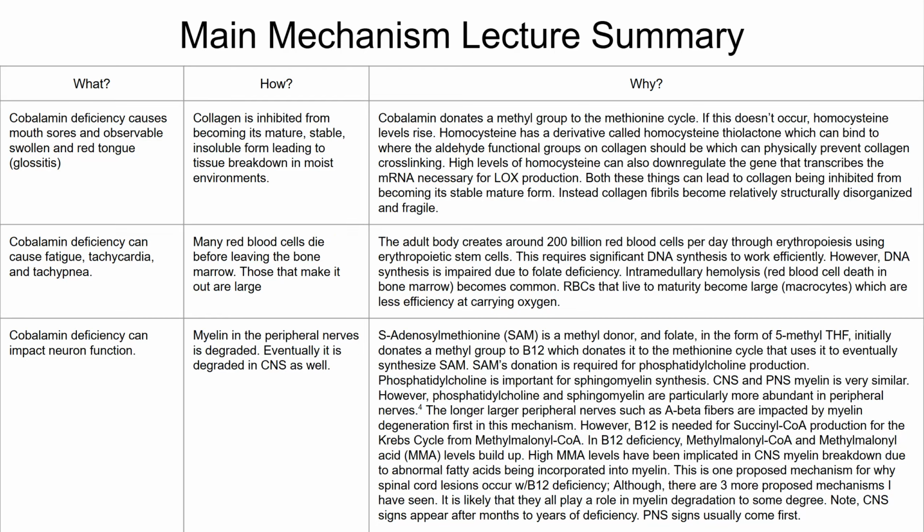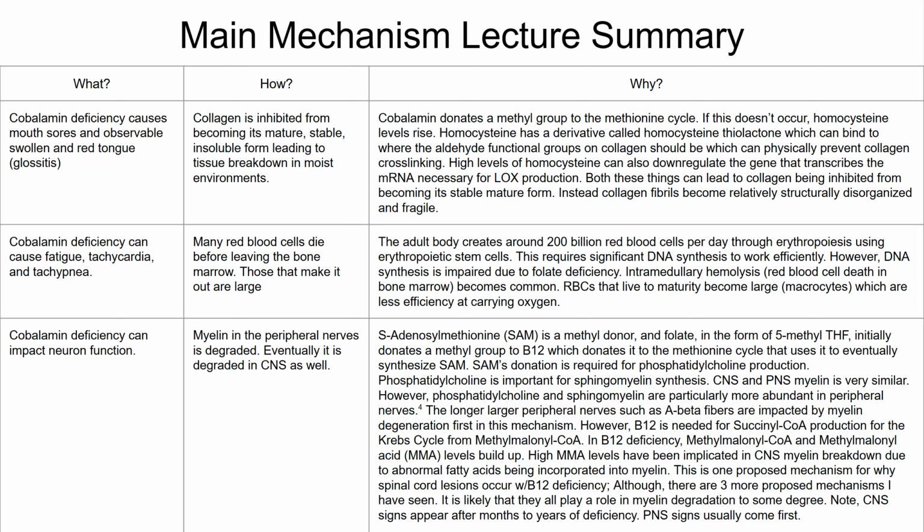The vital signs of tachycardia and tachypnea are compensations for megaloblastic anemia, which is due to the impaired DNA synthesis from essentially functional folate deficiency, which is being caused by B12 not participating very well in the folate cycle.